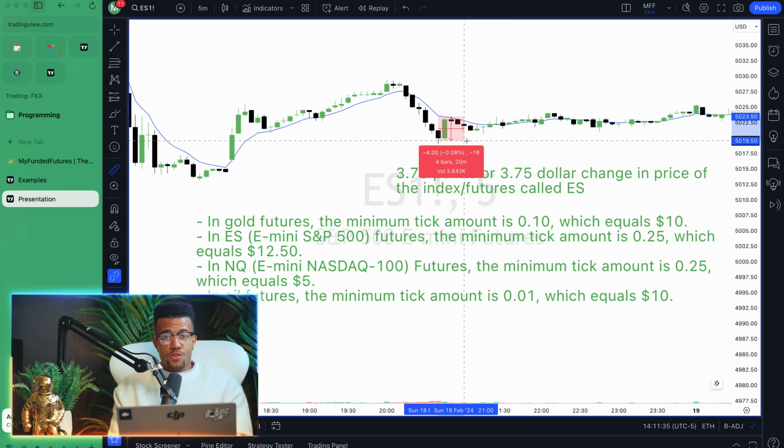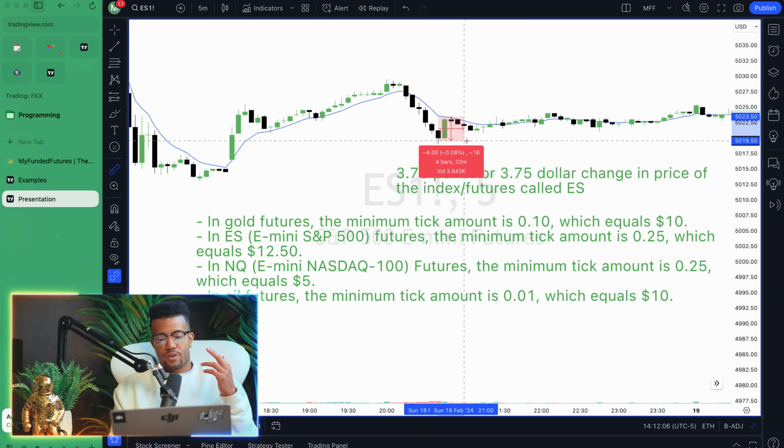Okay. Now I know that 1 point on ES is $50. That's how I typically think of it. But a tick, we do want to remember the minimum tick value. The minimum tick value is the amount that these ES can actually change in price. So ES will never be 5,023.63. It's always going to end in a 0, 0.25, 0.5, 0.75, and then back up to the next dollar.